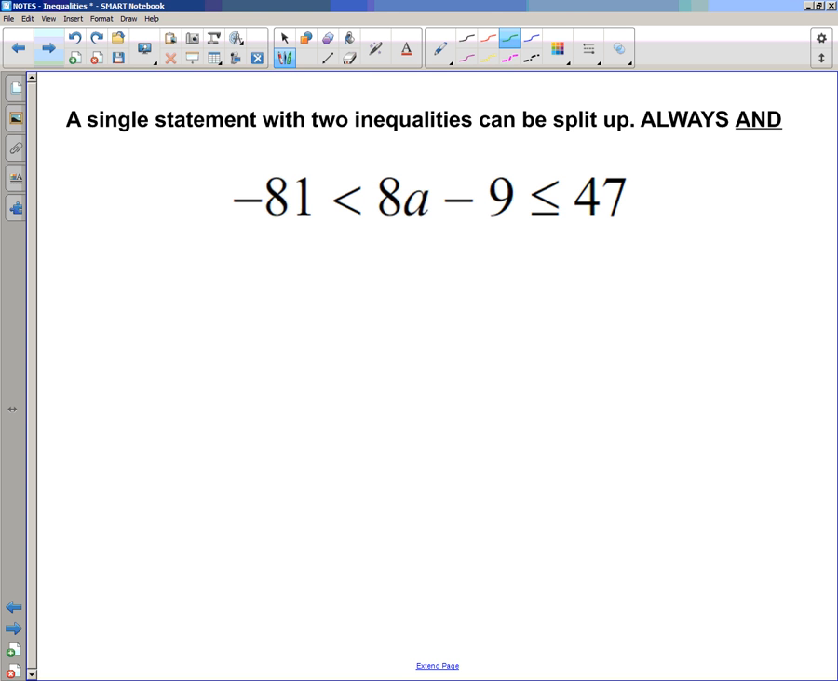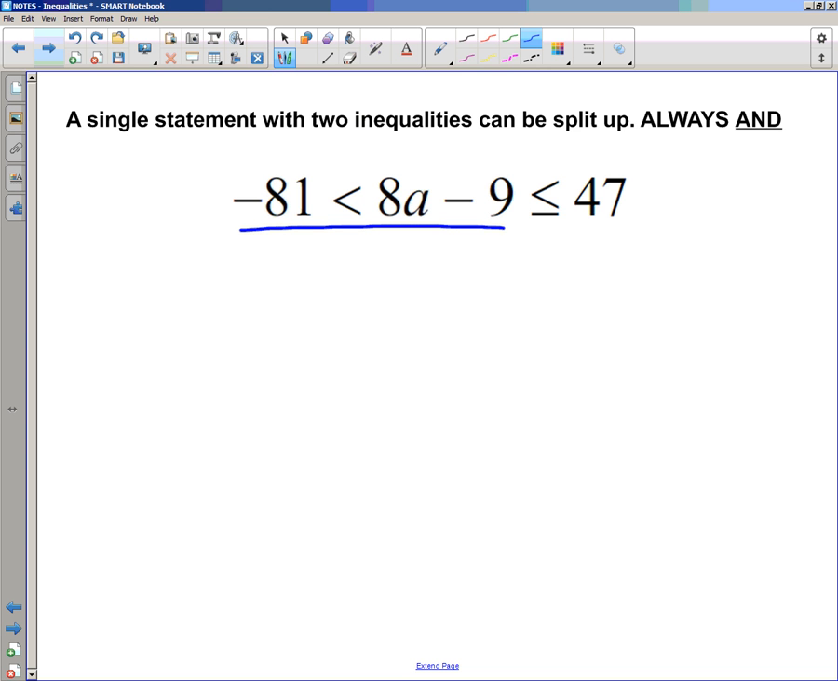And there's two ways to do this. I can show you both. You could split it up into two separate inequalities. This is kind of the longer way. I'll show you this first, and then I'll show you kind of a faster way that some of you might like and some of you might not like. So we're going to split this up.